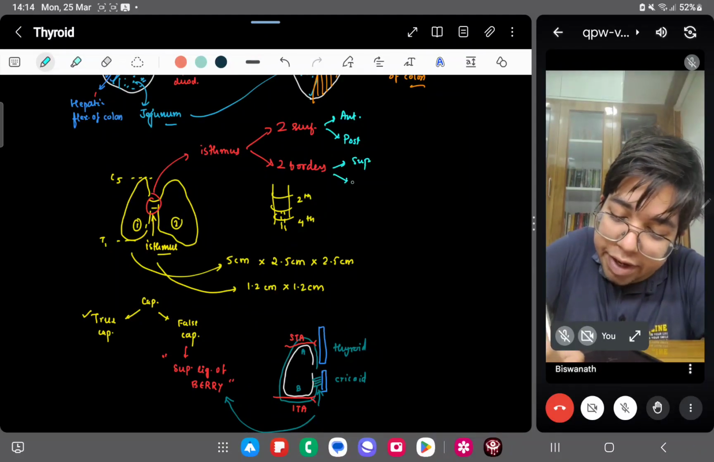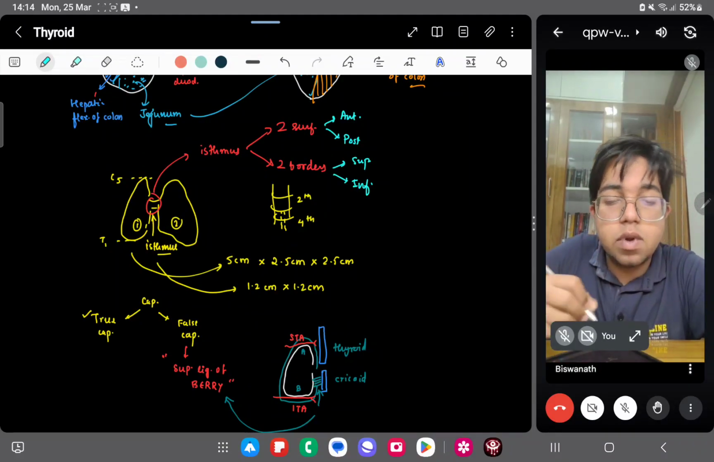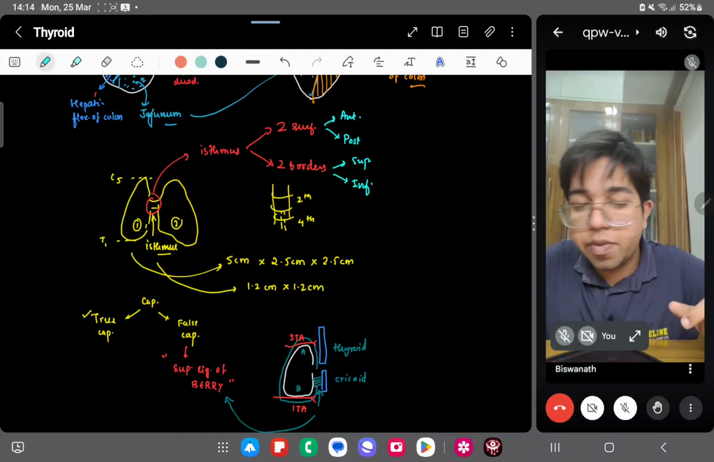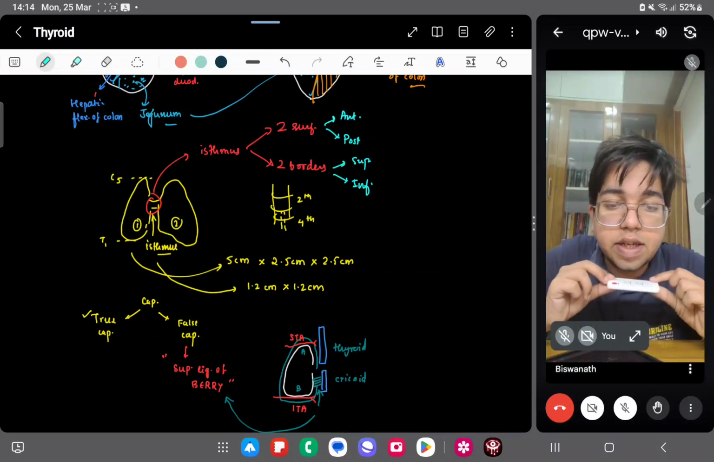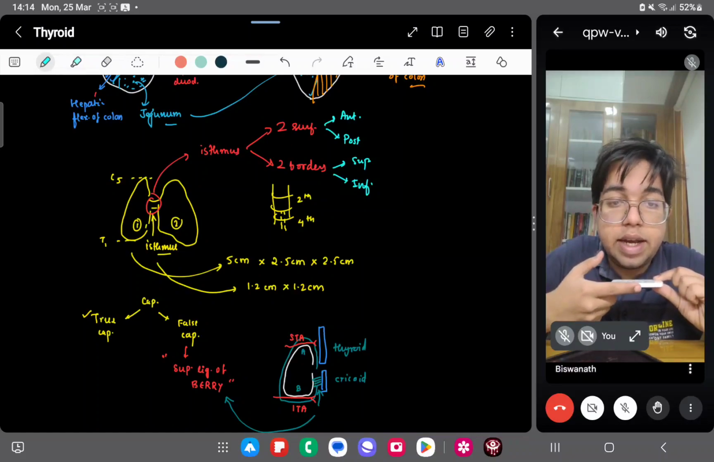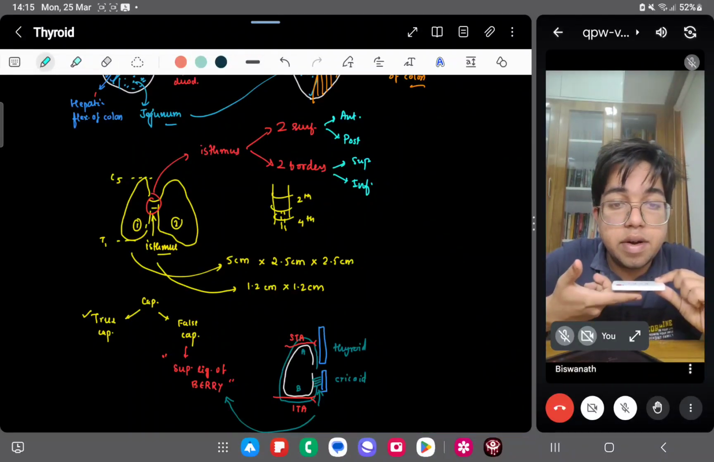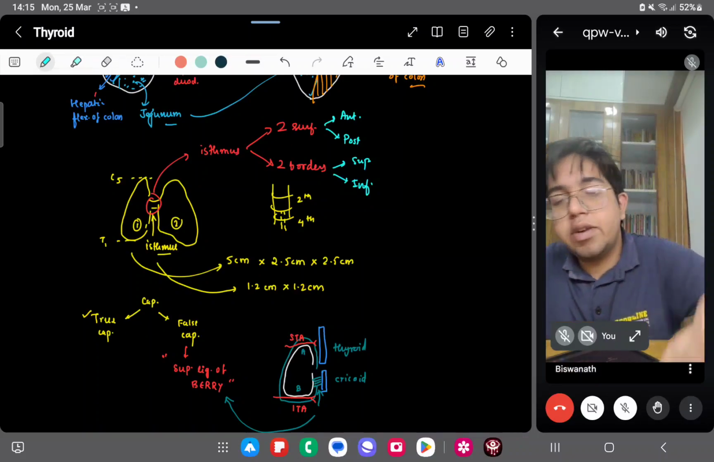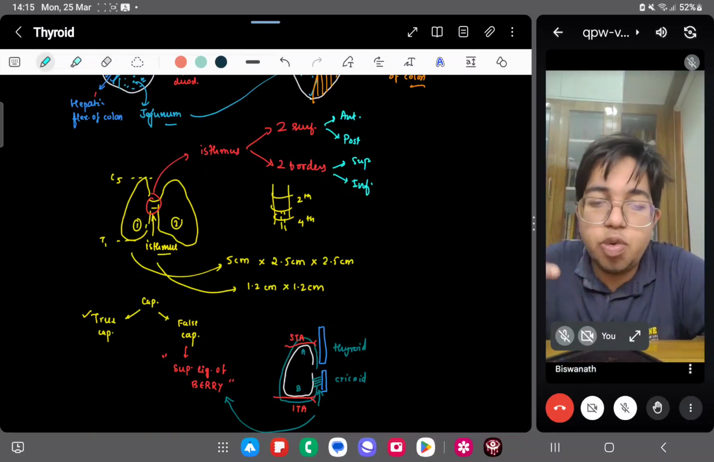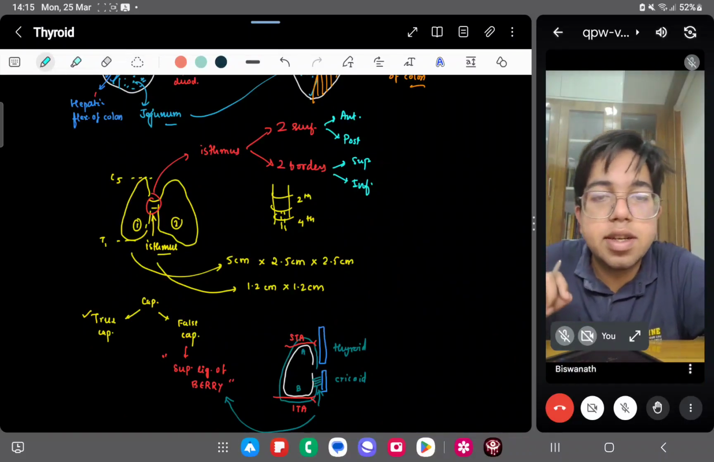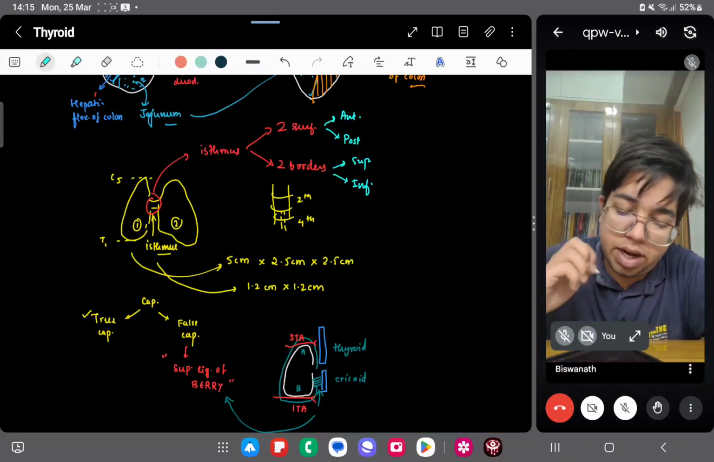Superior, inferior. You can imagine a cuboid now. This is your isthmus. Anterior, posterior. Two borders. Two surfaces, right? Like that, you can remember. Basically, it's a tube type of thing, just a connection, so it's not very prominent like that.